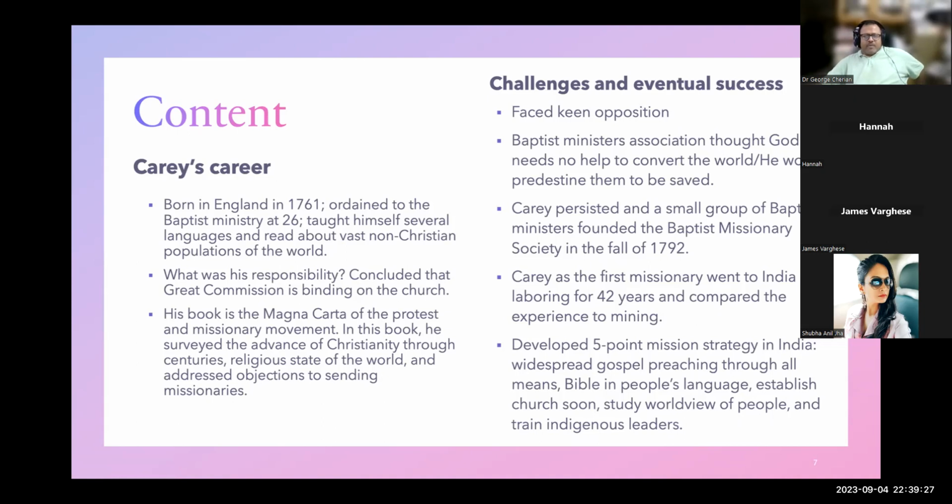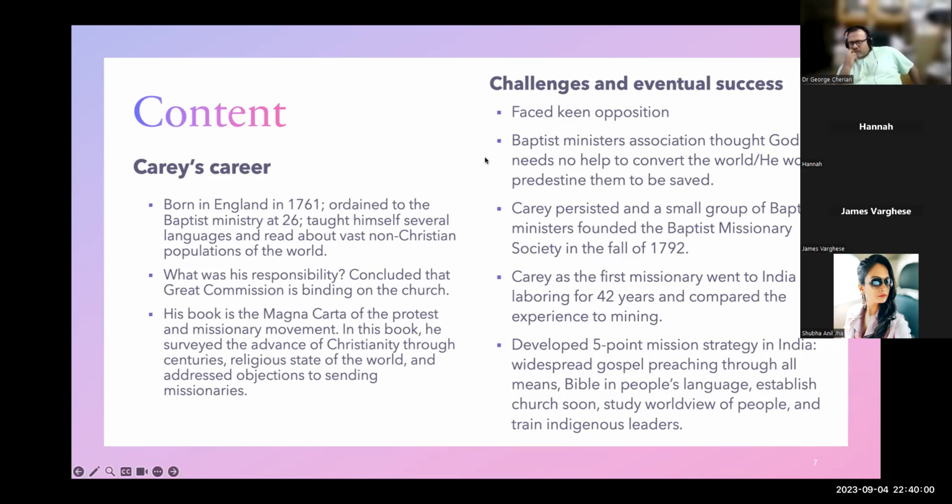Of course, whatever was prevalent in his time and life, we already know that the Protestant church did not believe in sending missionaries. So his book addressed all possible objections that could be raised to not sending missionaries to the world, because he believed that the church needs to send missionaries, because so many people are non-Christian in this world, and it's the responsibility of the church.